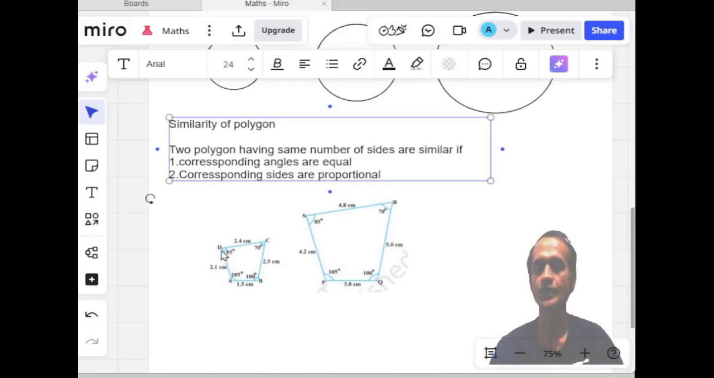I cannot compare any side with any other side. I have to see the corresponding sides contained by these equal angles. So these two quadrilaterals satisfy the second condition also, that corresponding sides are proportional. They are in the ratio 1 is to 2. So we can say with certainty that these two quadrilaterals are similar.